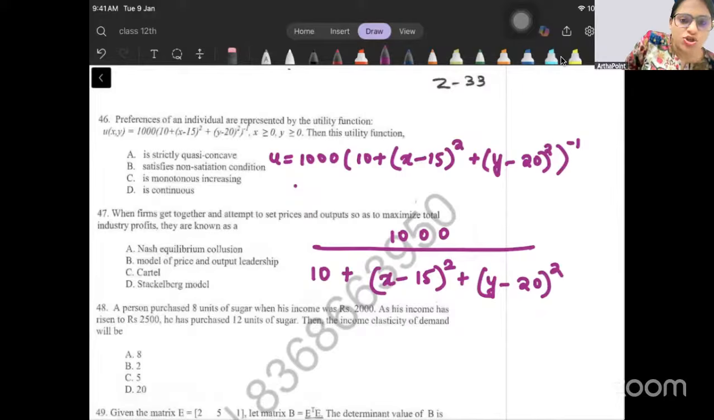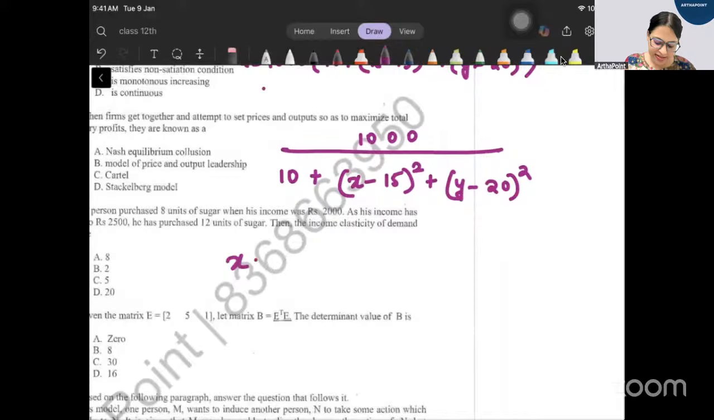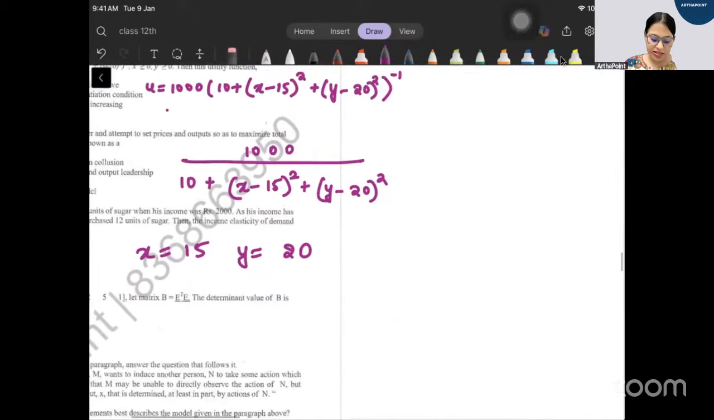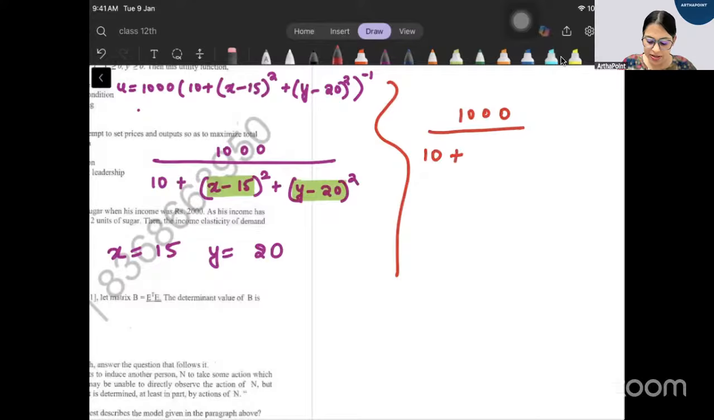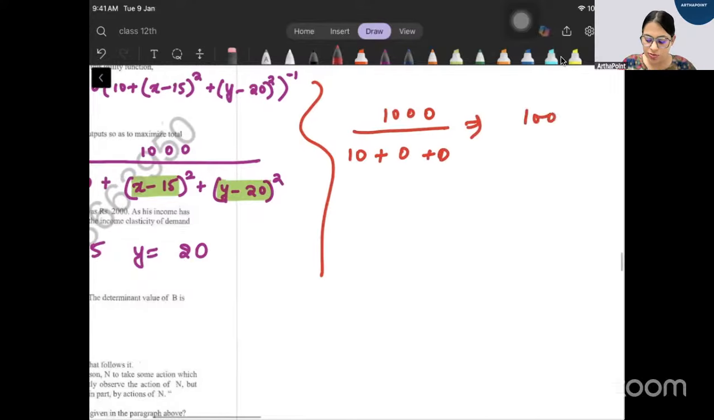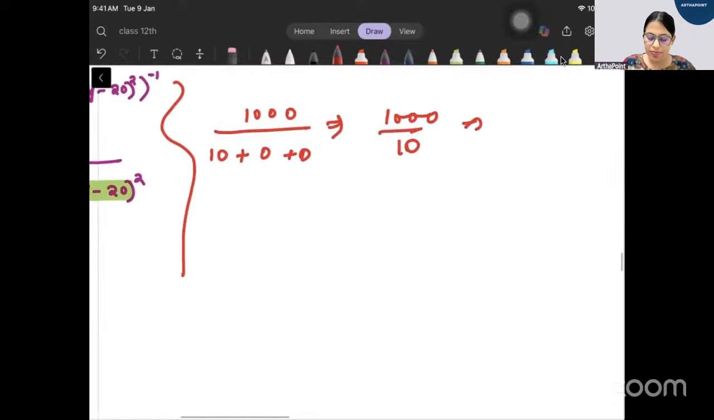Okay, let's do it together. Put x as 15, y as 20. You will see that when x is 15 and y is 20, these two values will become 0. Now when these two values become 0, I will have 1000 upon 10 plus 0 plus 0, meaning 1000 by 10, which will become 100.